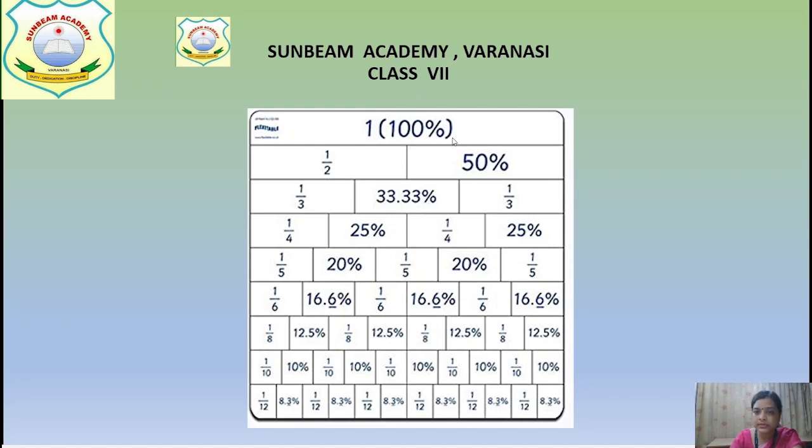If you divide the same rectangle into four equal parts, then in fraction you write it as 1 by 4. Why 1 by 4? Out of 4 parts, this is one part, that's why it's 1 by 4. And in percentage we write it as 25%. If there are 5 equal parts of the same block, then in fraction it will be written as 1 by 5. Out of 5 parts it is one part, and in percentage it will be written as 20%.